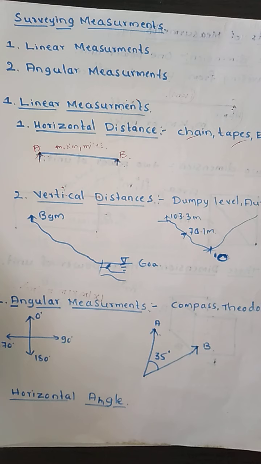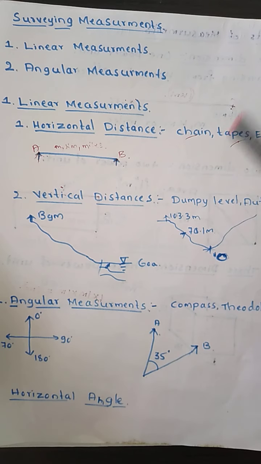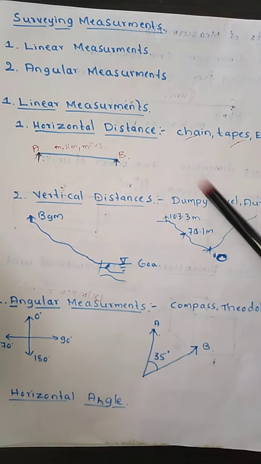So here, if it is measured in the horizontal plane, or if the distance is along the slope, we are going to measure the distance by using chain, tapes and EDMs. Next is the vertical distance.